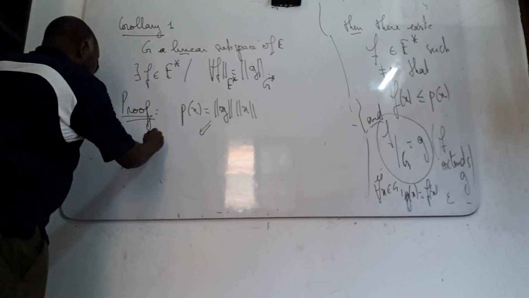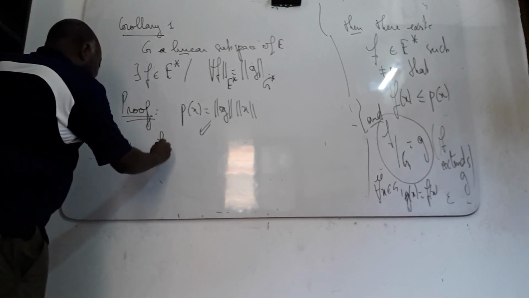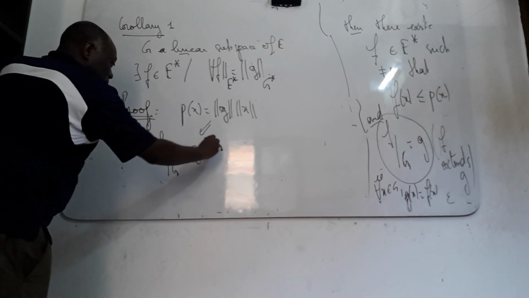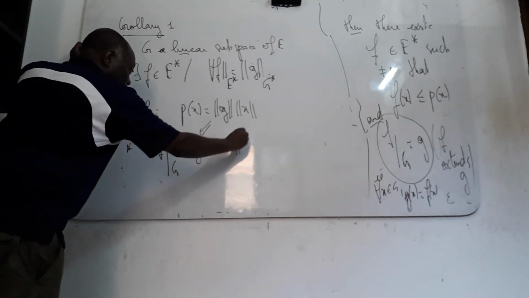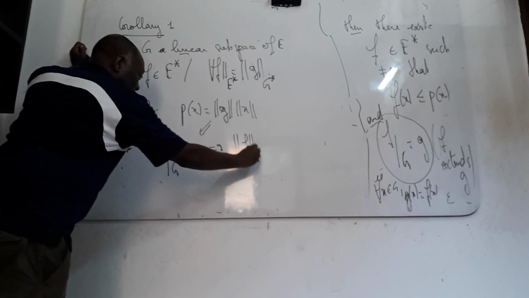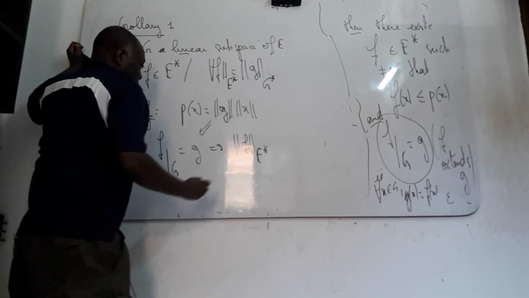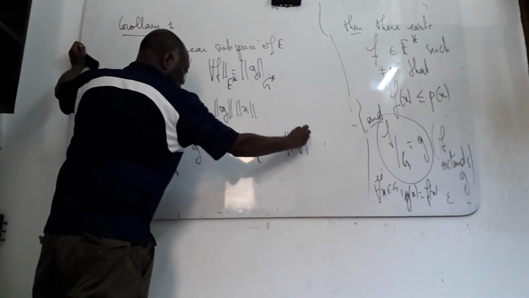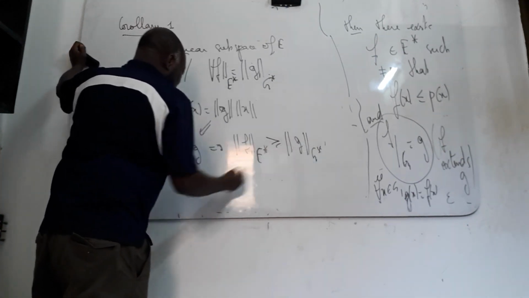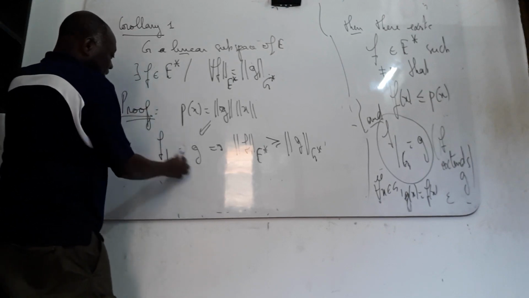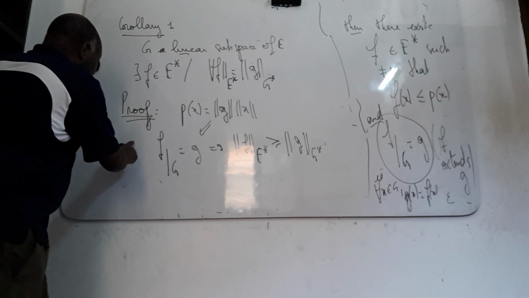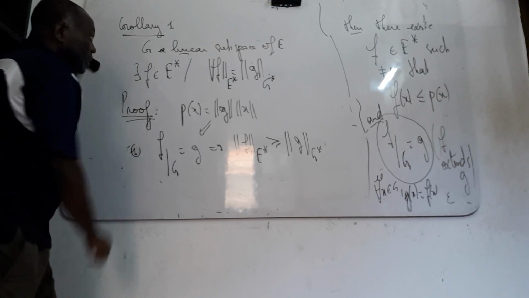First of all, the restriction of f to G is equal to g, that means that the norm of f in E star is necessarily bigger than or equal to the norm of g, because f is an extension of g. So we have this condition already.